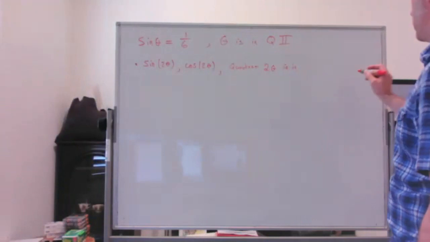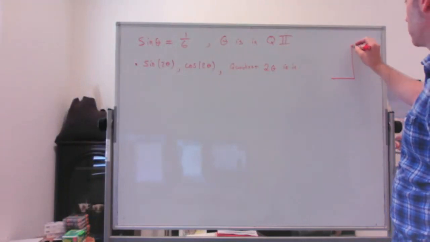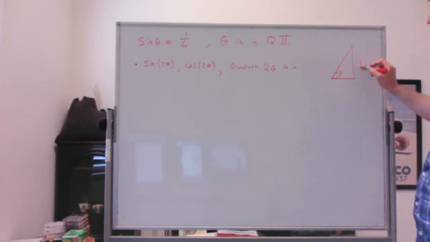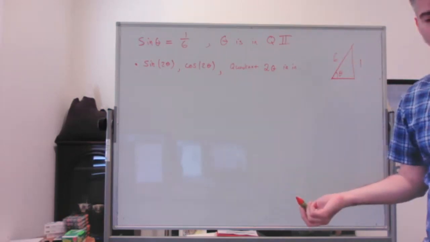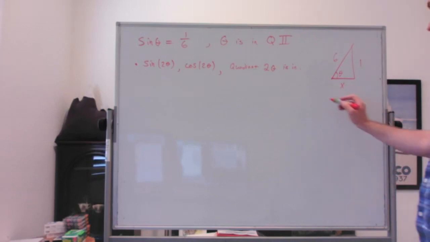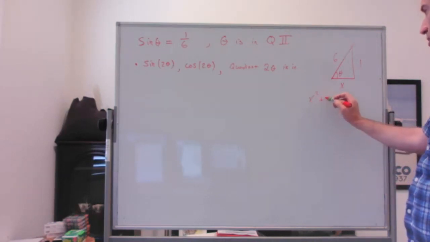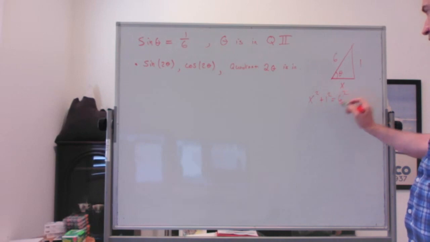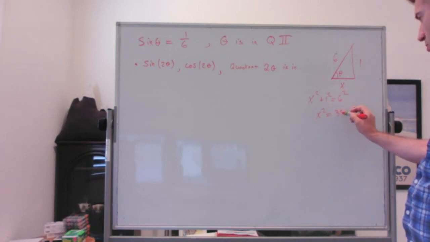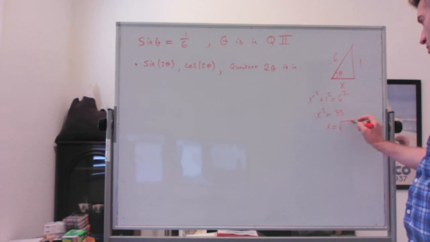Let's figure out what cosine is going to be, or let's figure out what the triangle is, what I should really say. So sine of theta is 1/6, and sine is the opposite over hypotenuse. This third side, I'm going to find, let's see, x squared plus 1 squared is 6 squared. X squared is going to be 36 minus 1. So x is going to be the square root of 35.